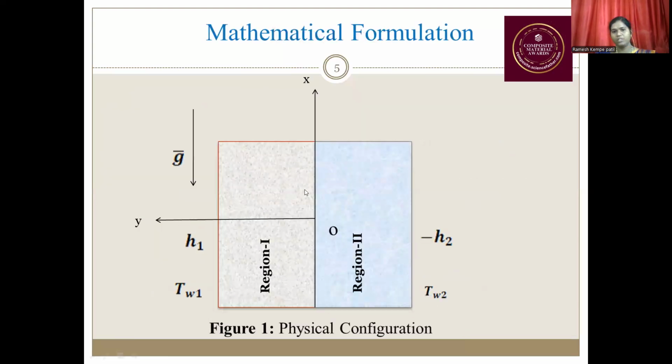Mathematical formulation. Figure 1 is the physical configuration. This figure consists of two parallel plates maintained at different constant temperatures. In region 1, Y lies between 0 and H1 and is occupied by a viscous fluid of density ρ1, viscosity μ1 and thermal conductivity K1. This is region 2, where Y lies between minus H2 and 0, occupied by another fluid of density ρ2, viscosity μ2 and thermal conductivity K2.